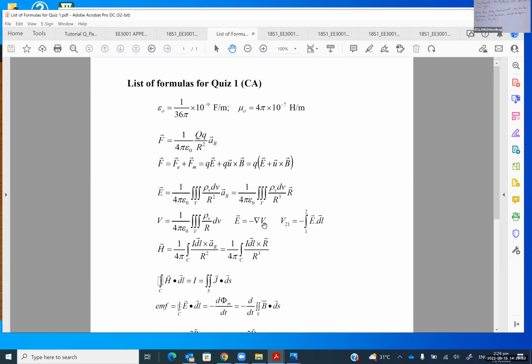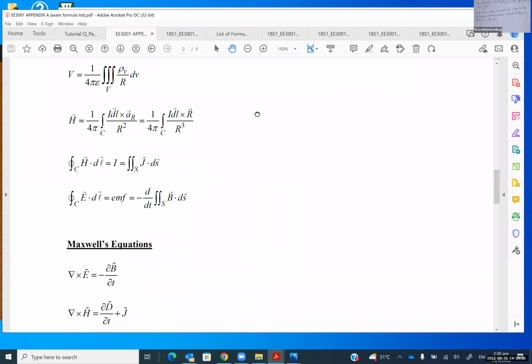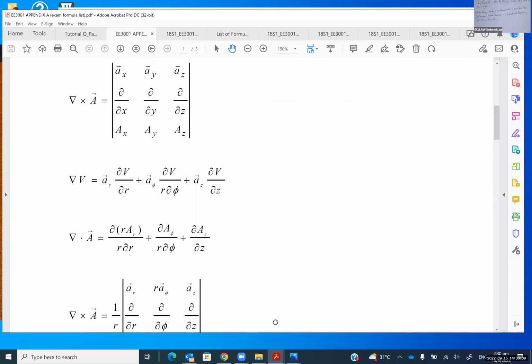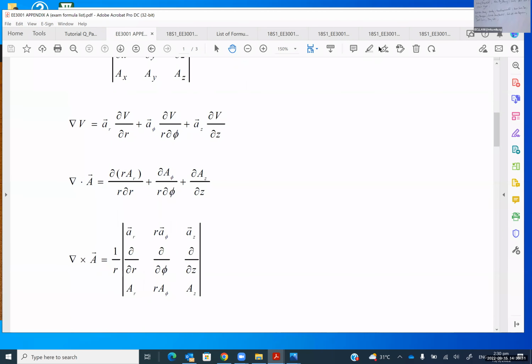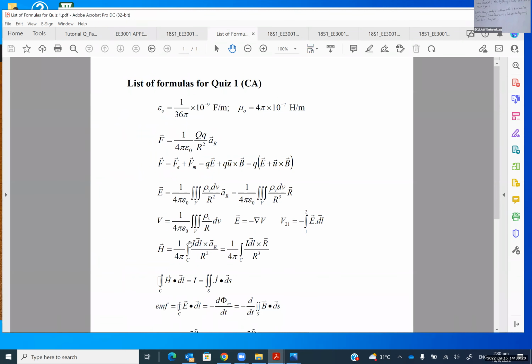E is equal to the negative gradient of the voltage. I can't remember whether it's inside your exam appendix. Is it? Maybe not. I don't think it's there. It's not there. And then potential difference is also not in your exam appendix.